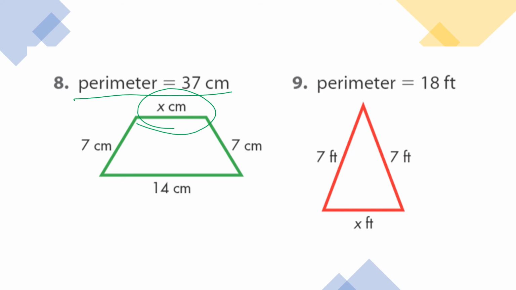And I have a trapezoid here. And I know it's a trapezoid because it has only one pair of parallel sides. So I have my 14 plus 7 plus 7 plus x is equal to 37. And I know some of you already knew that 7 plus 7 here is equal to 14. So you might have already put the 14 here.